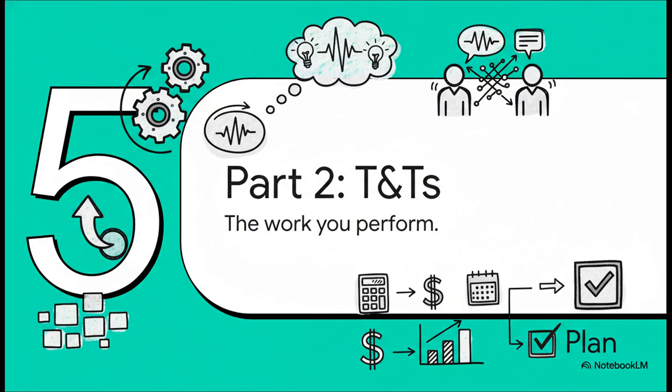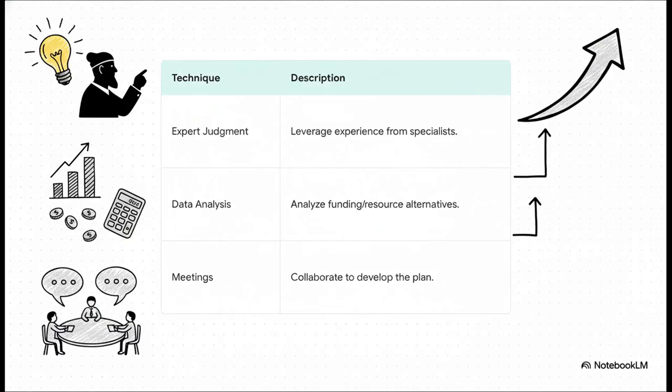This isn't just paperwork. This is where the real thinking happens. The PMBOK guide highlights 3 key techniques here. First up, expert judgment. And no, this isn't just asking your buddy for their opinion. This is about formally bringing in specialists in finance and procurement to really pressure test your assumptions.